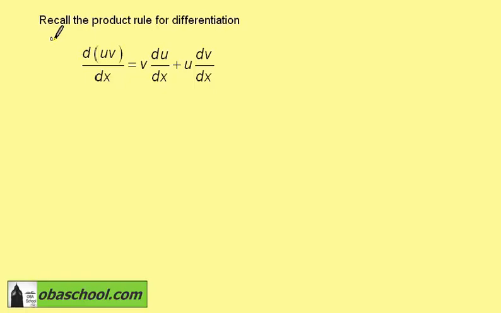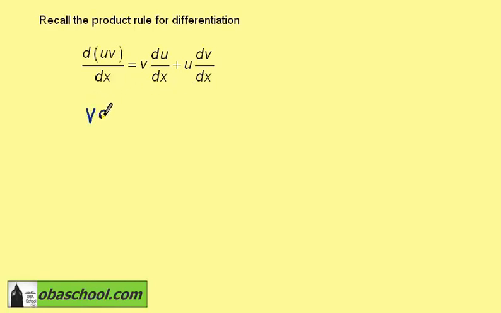Another method of integration is called integration by parts. In order to get the parts formula, we start by looking at the product rule for differentiation. When we differentiate a product of two functions, uv, we get v times du/dx plus u times dv/dx.